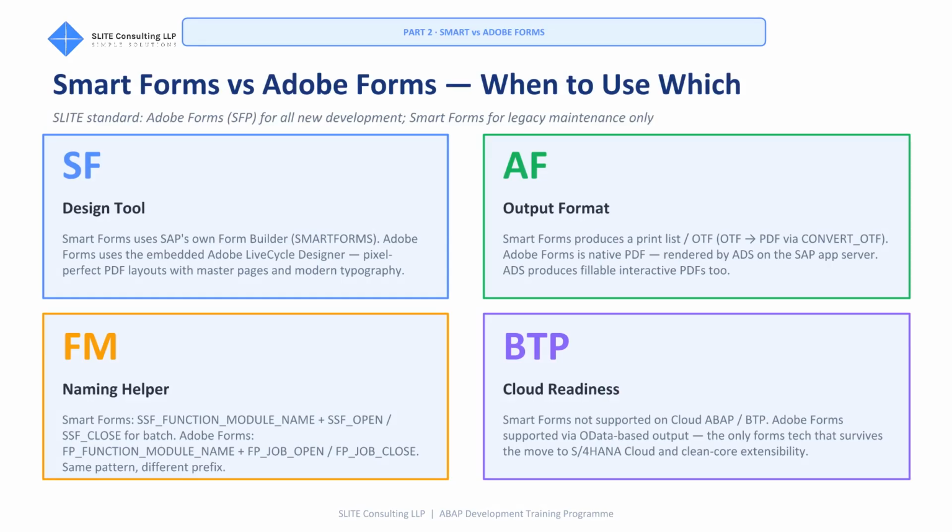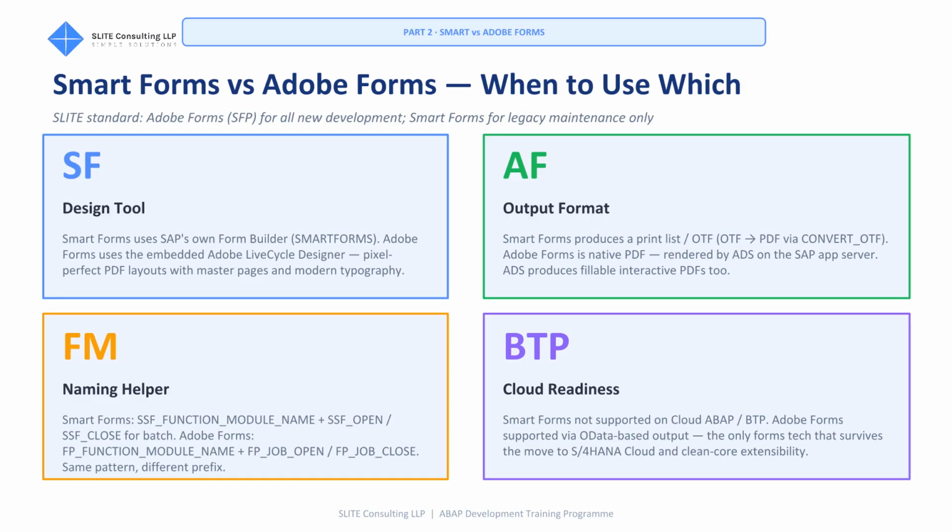This is the decision matrix. For all new form development on ABAP systems, the SAP standard is Adobe Forms, SFP. The PDF output is native, no OTF round trip. Adobe Lifecycle Designer is far more capable than the Smart Forms form builder. Interactive PDFs are supported, and Adobe Forms is the only option on Cloud ABAP and SAP BTP. Smart Forms remains the right choice when you are maintaining an existing legacy form. There is no business case to rebuild a stable, working form just to change technology.